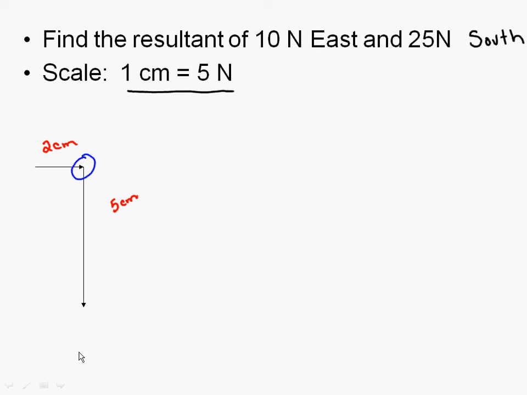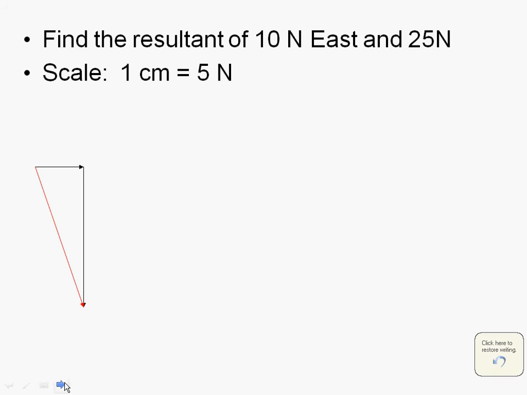Now, to find the resultant, you draw from the tail of the first vector to the tip of the last vector. We're not using Pythagorean's theorem here, even though we do have a right triangle. I want you to use a ruler and a protractor.